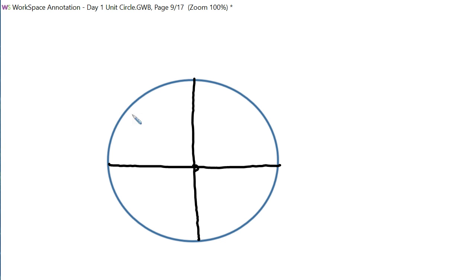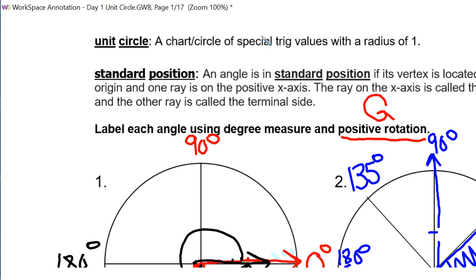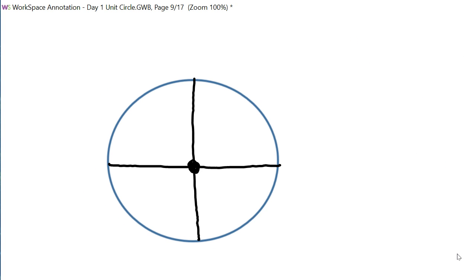Now, if we're talking about the unit circle, that very first definition for a unit circle says that our unit circle has a radius of what? 1. So our unit circle has a radius of 1. So this length is 1, this length is 1, this is 1, this is 1. All of the radii around that unit circle, the radius is 1.